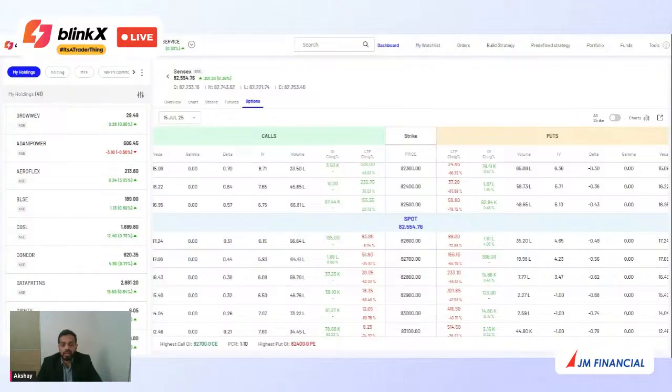82,550 is where we are in the Sensex. We are searching for a buy trade. We have set our entire game plan for today.